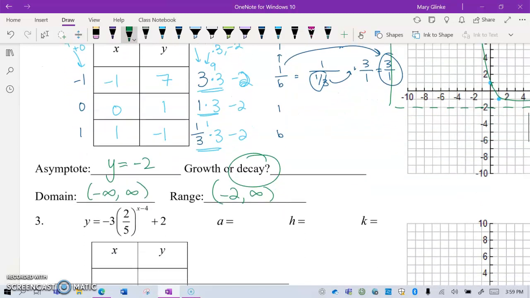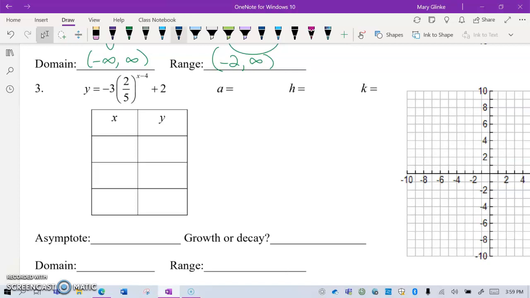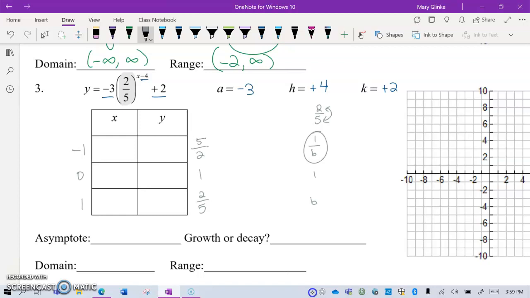So let's go ahead and take a look at another one. You have an a value of -3, an h value of +4, a k value of +2, and your base here is 2/5. So we're going to do -1, 0, and 1 for our x values. We're supposed to do 1 over b, 1, and b for our y values. So I'm going to write down 1, and I'm going to write down my base of 2/5. To figure out 1 over b, my base was 2/5, so I'm going to flip that around. That's going to be 5/2 for my first one.